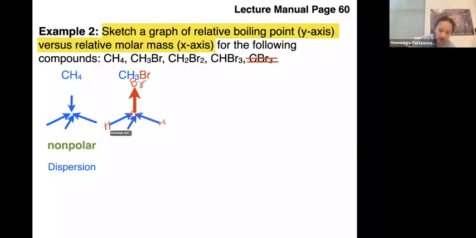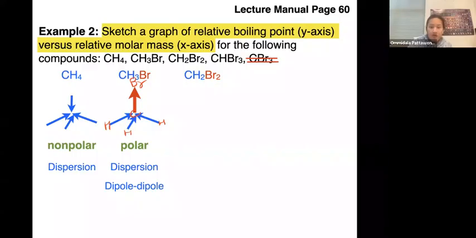So therefore, the direction of the dipole moment will go toward bromine. Therefore, in this case, this molecule is going to be a polar molecule. Because CH3Br is a polar molecule, it's going to exhibit dispersion and also dipole-dipole as well.